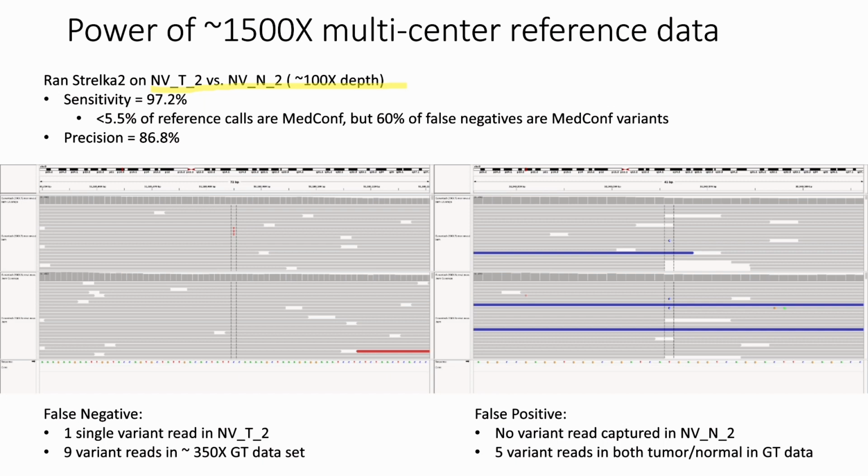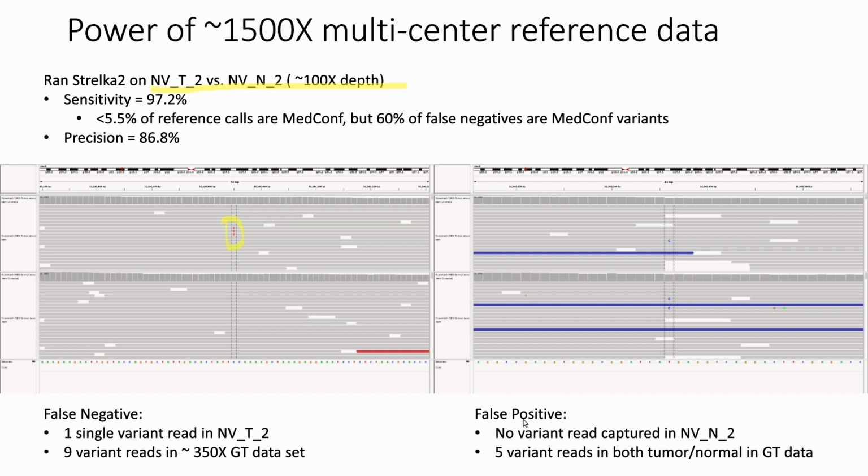We are showing 1 false negative and 1 false positive from the call set in this slide. The false negative is shown on the left with 2 genome viewer screenshots. The screenshot on top is the 350x data from Genentech. The screenshot on the bottom is the Novartis dataset. There were 9 variant reads in the 350x dataset, but only 1 variant read in the Novartis dataset. So it was not STROGA2's fault that the variant wasn't called. There simply wasn't enough signal to call it in a dataset that had only 80x coverage.